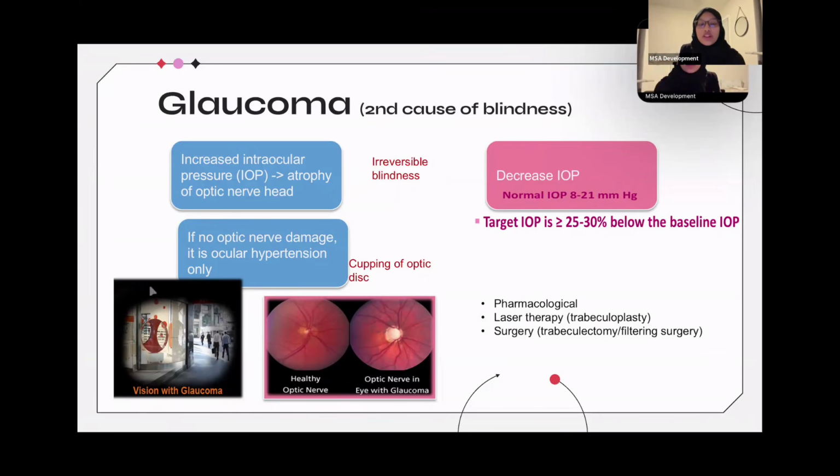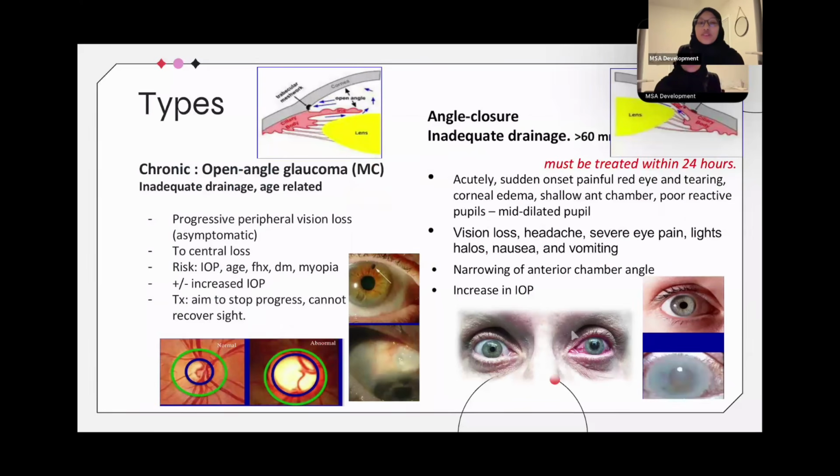The vision loss with glaucoma starts in the periphery, and then slowly they will start losing their central vision. If there is no optic nerve damage, then it's not glaucoma, it's just ocular hypertension, okay? But it has to have optic nerve damage to be called glaucoma. It can cause irreversible blindness. So the treatment for this, the one in pink, is to decrease the intraocular pressure. The normal is 8 to 21. If it's more than 25, that is too much of an increase, so you don't want that. The treatment is pharmacological, laser, or surgery. Our focus is pharma, so we'll focus on that.